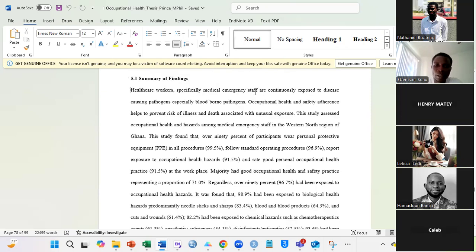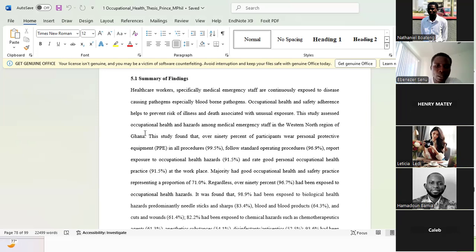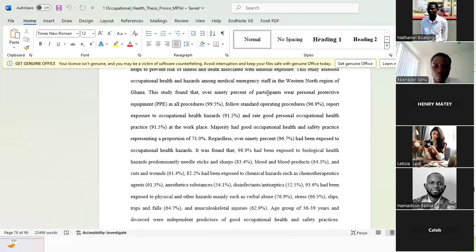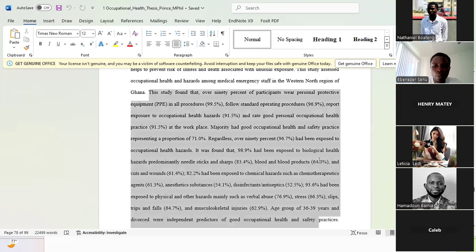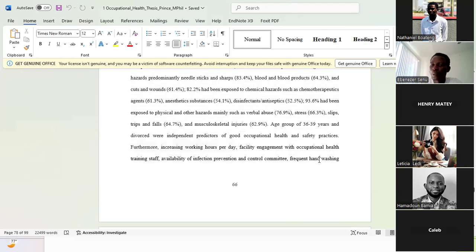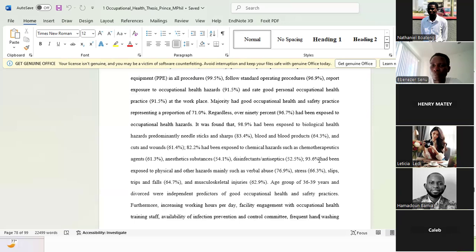Medical staff are continuously exposed to disease-causing pathogens, like these occupational health and safety diseases. This study assessed occupational health and safety among medical professionals. So you could see this statement is just telling what the paper is about and the study aim. Then it proceeds to say that this study found that over 90% of participants had these diseases. So from here it is just a summary of a key result. It's not a repetition of the whole result. That's what we mean when we say summary of the key results.